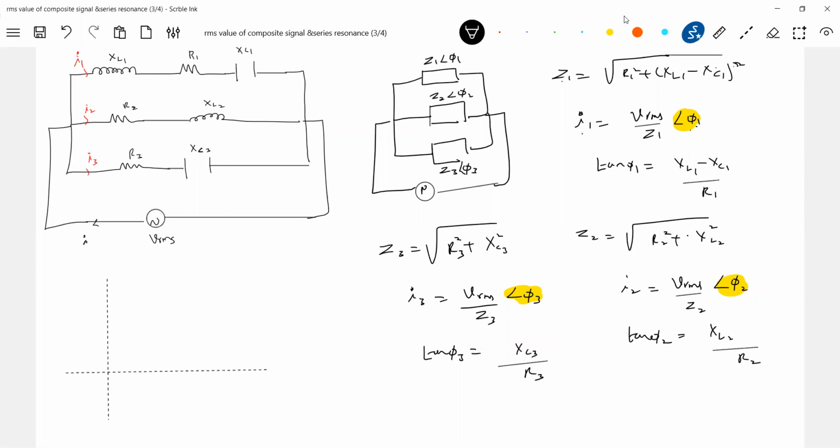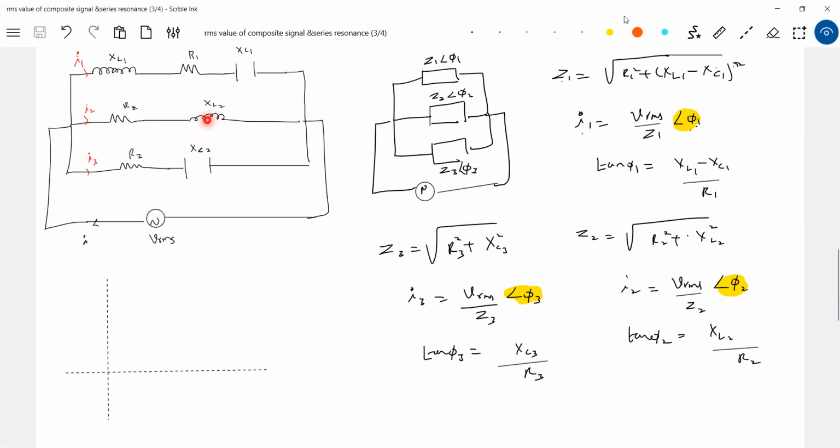Now, can you just make a guess of this? What can be the current in an RC circuit? It leads the voltage, and in an RL circuit, it lags the voltage. I'm taking this as the reference. You have to take this as the reference. This is called a lag circuit. This is called a lead circuit, and this one is lag or lead depending on these values XC1, XL1. I just made changes.